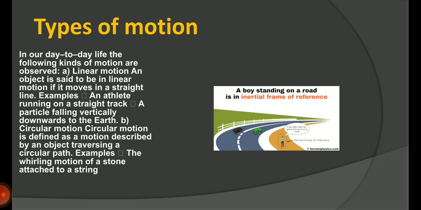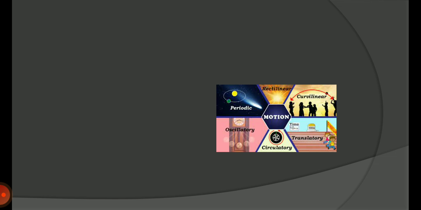Types of motion. In our day to day life, the following kinds of motion are observed. Linear motion. An object is said to be in linear motion if it moves in a straight line. Example, an athlete running on a single track, a particle falling vertically downwards to the earth. Circular motion. Circular motion is described as the motion of an object traversing a circular path. Example, the motion of a stone attached to a string.